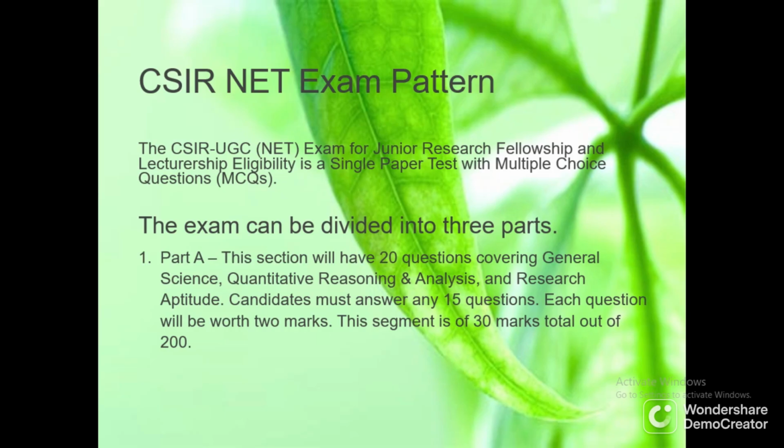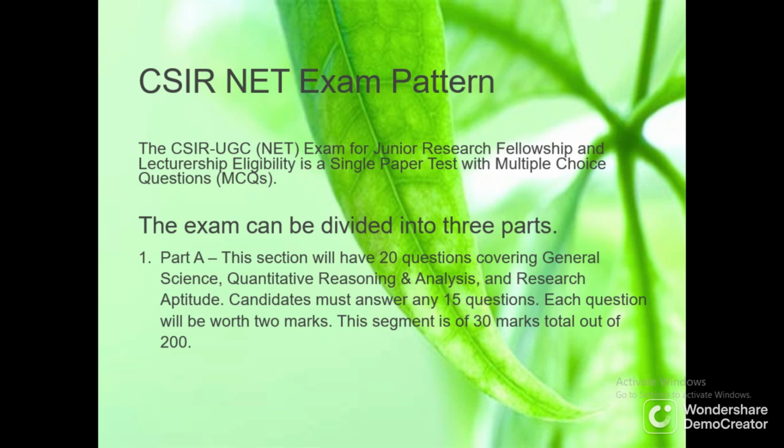I discuss the CSIR NET exam pattern. The CSIR UGC NET exam for Junior Research Fellowship and lectureship eligibility is a single paper test with multiple choice questions, and the total marks are 200. This paper is categorized into three parts: Part A, Part B and Part C. Part A is basically general science questions, Part B is conceptual subject-oriented questions, and Part C is broad or higher order type questions.